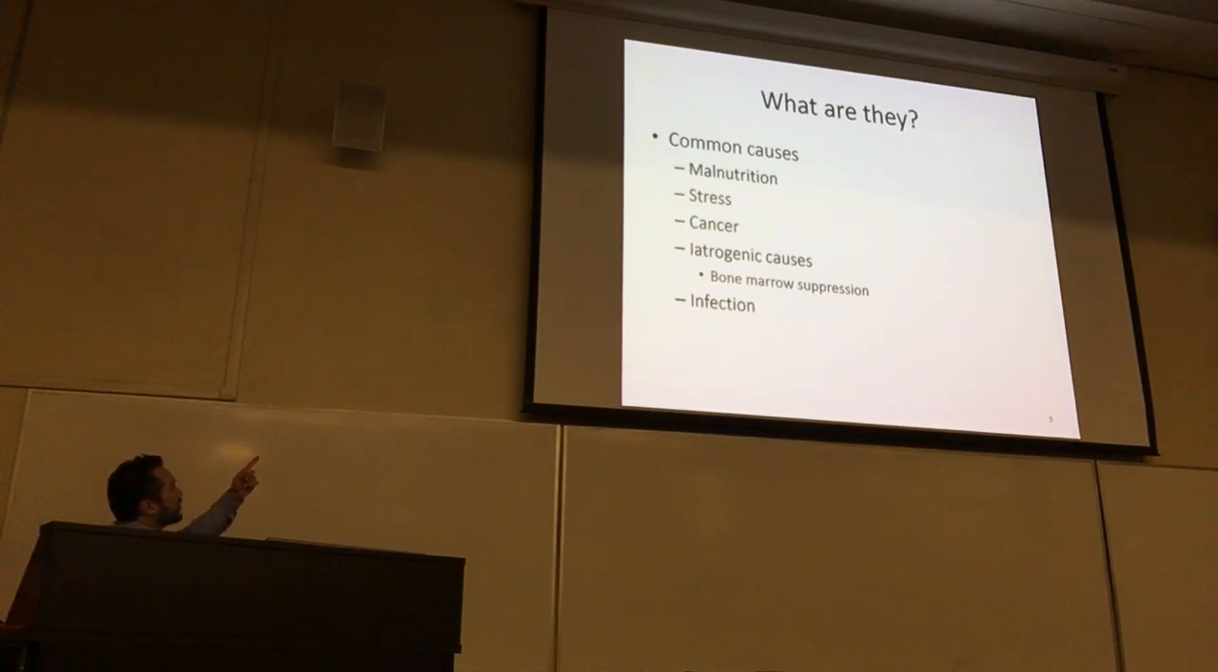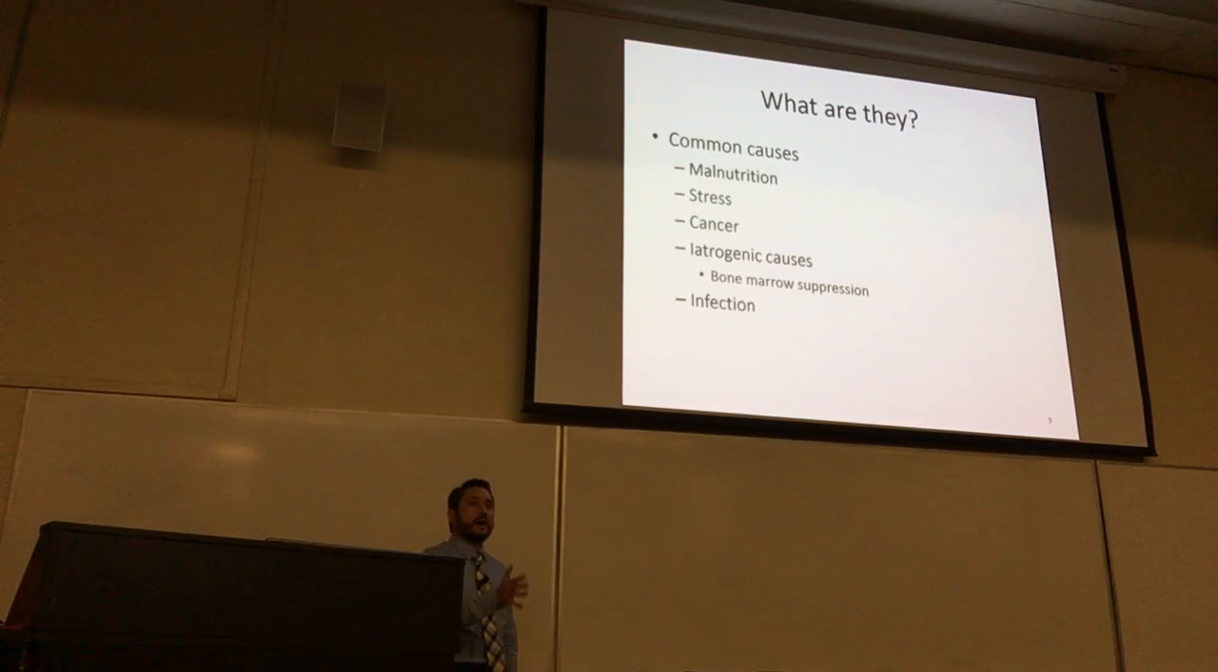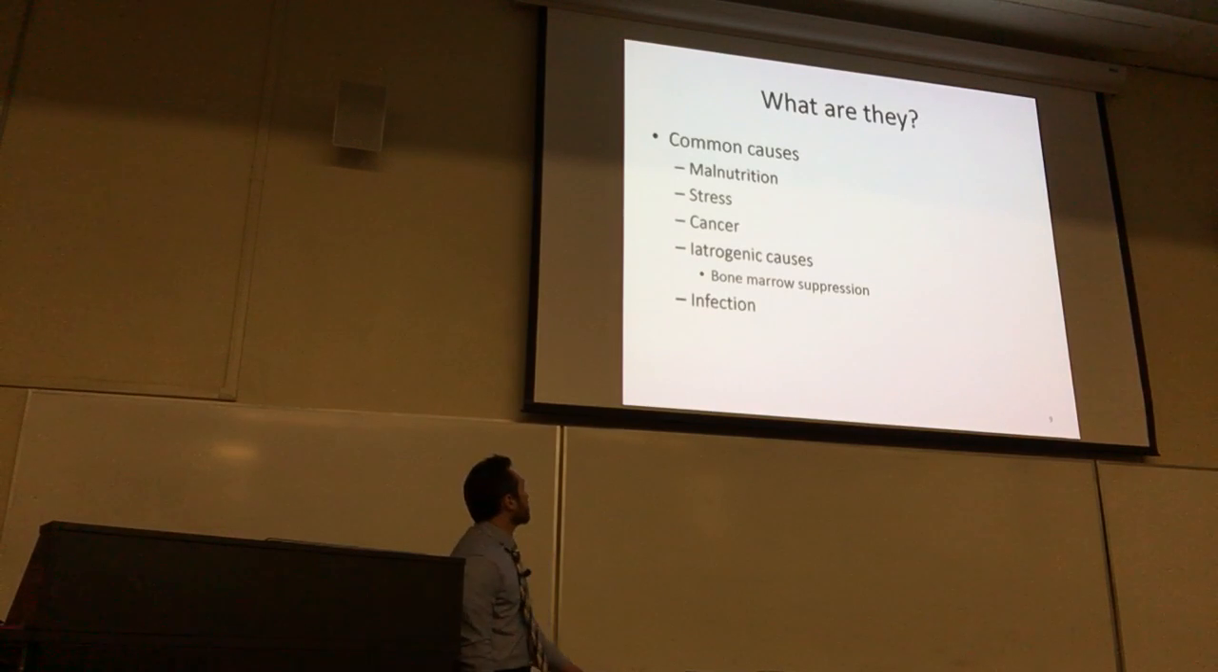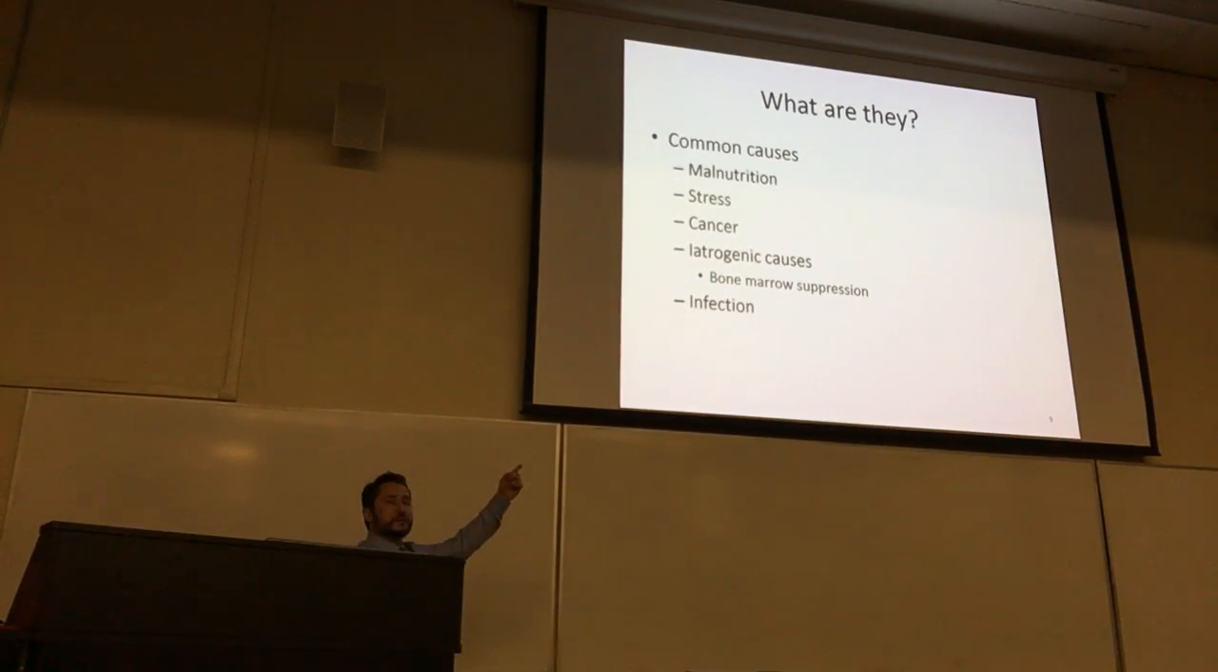And then iatrogenic causes. The term iatrogenic means a side effect or indirectly as a result of. And so these could be complications due to a medical treatment or medical therapy that now causes a secondary side effect of suppressing the immune system. That would be secondary. Or even infection.